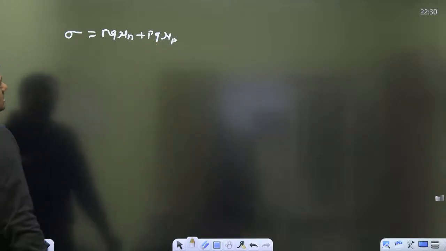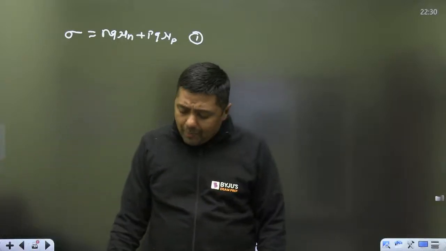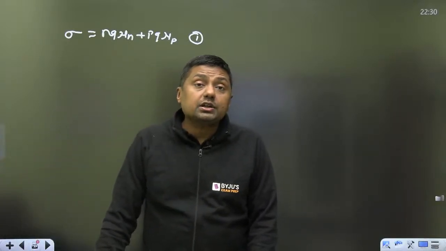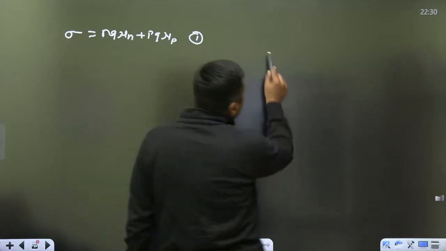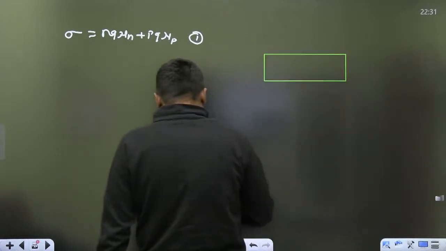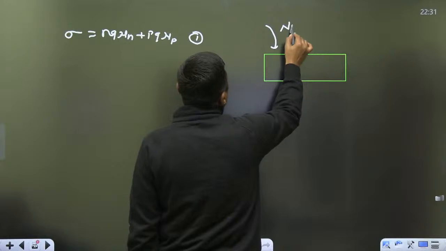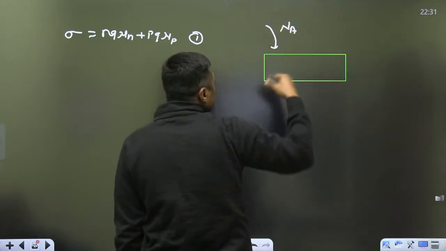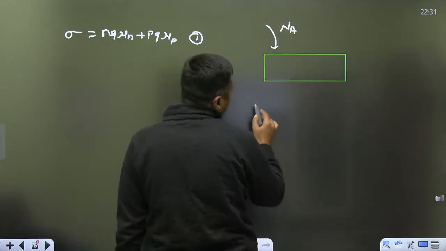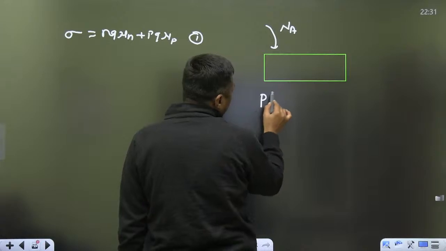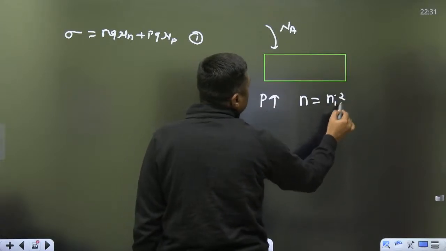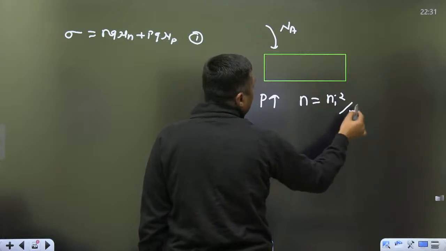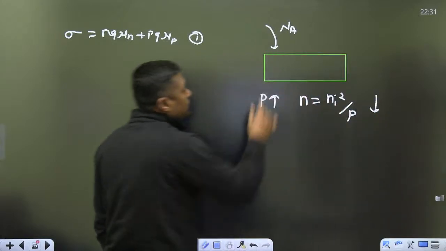Okay, this is the sigma. Now, what will happen, guys? We have to find the concentration of hole and electron. Before that, first of all, what will happen when we are giving the doping, for example, I am giving the Na here. So the concentration of hole increases, but at the same time the concentration of electron will decrease.